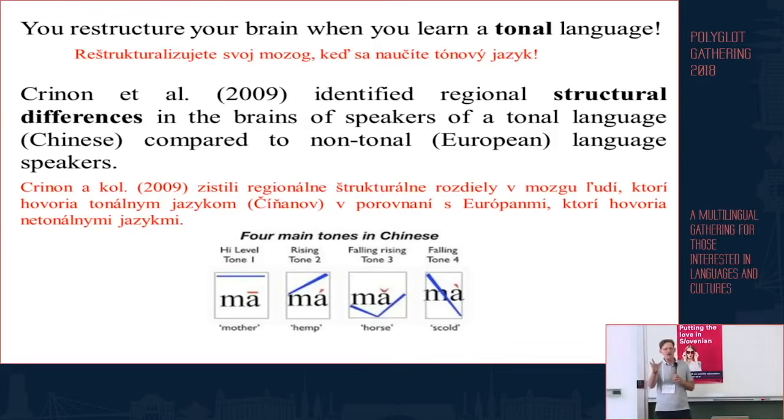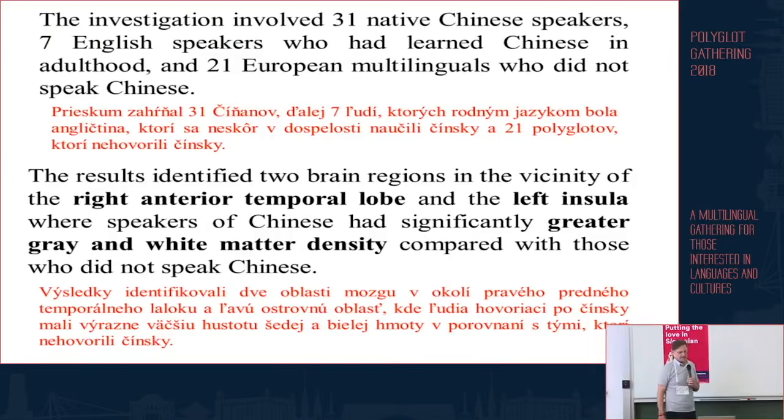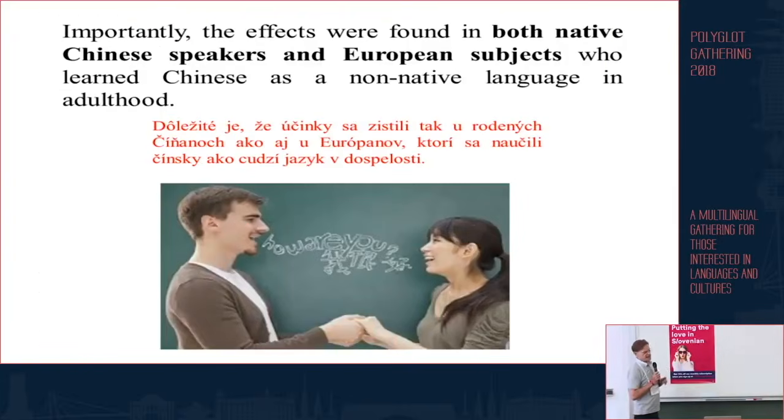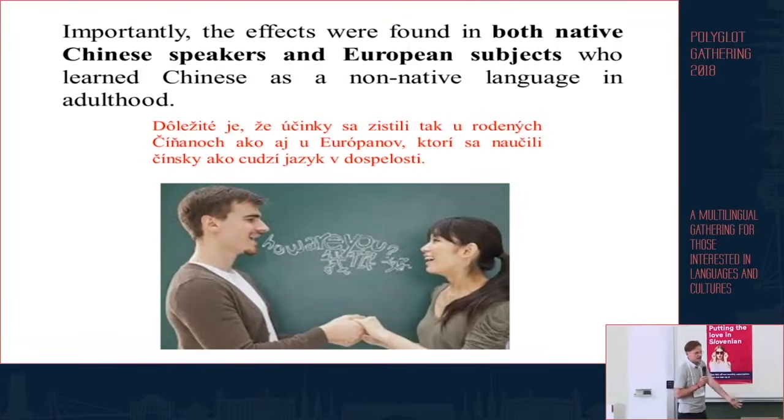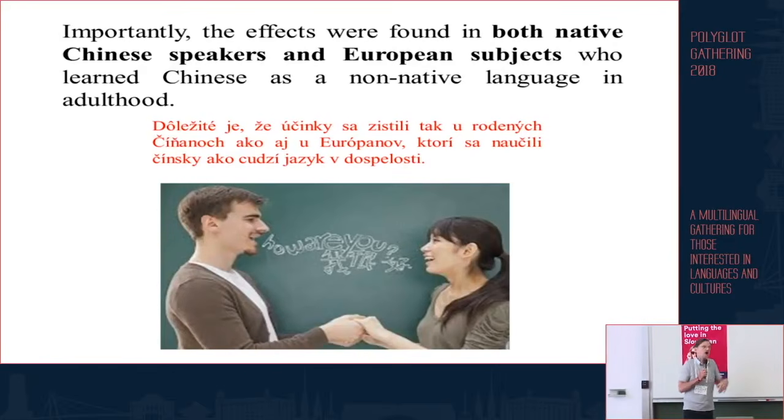You restructure your brain when you learn a total language. Quite an interesting study looked at native Chinese speakers and Europeans who learn Chinese and those who don't speak Chinese. And the results identified two brain regions, first in the vicinity of the right anterior temporal lobe and the left insula, where speakers of Chinese had significantly greater gray and white matter density compared to those who didn't speak Chinese. Now, importantly, these effects were found both in native speakers and the European subjects who learned Chinese. Okay, so it develops.